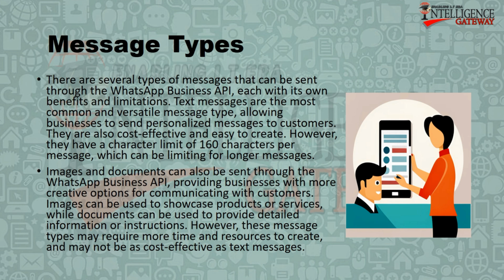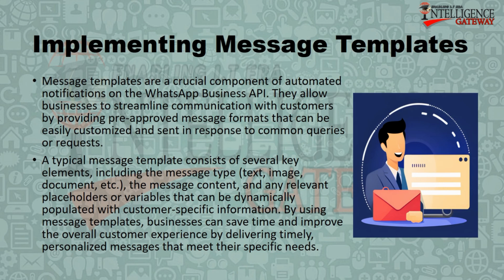Images and documents can also be sent through the WhatsApp Business API, providing businesses with more creative options for communicating with customers. Images can be used to showcase products or services, while documents can be used to provide detailed information or instructions. However, these message types may require more time and resources to create and may not be as cost-effective as text messages.